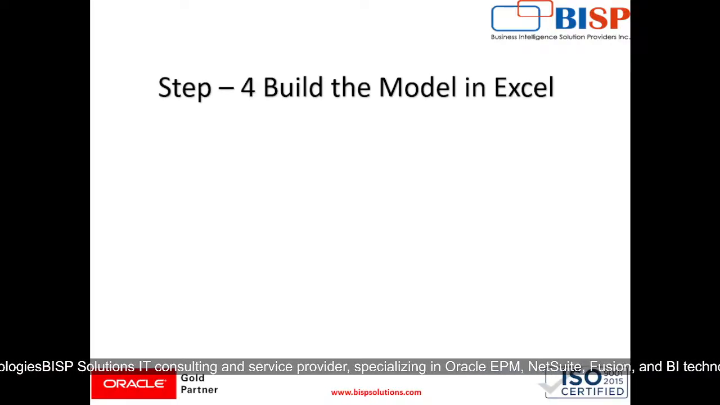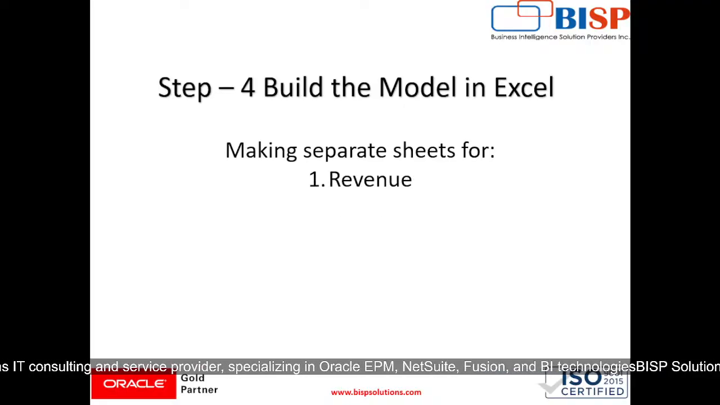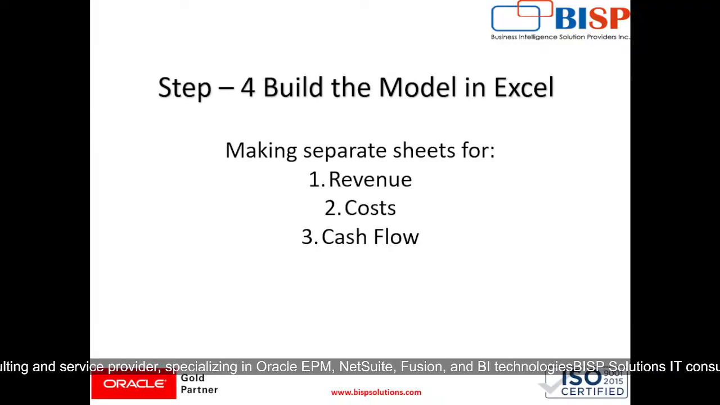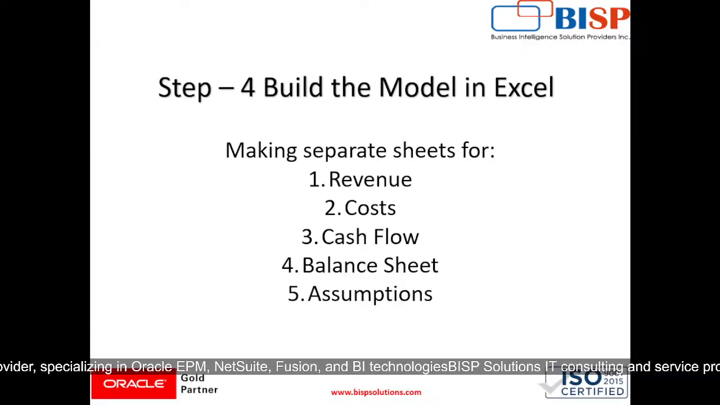Step 4 is building the model in Excel, where we will be making separate sheets for our revenue, cost, cash flow, balance sheets and assumptions. For that we will be using formulas like revenue minus cost for profit, PMT to calculate loan payments, and IF to add flexibility. So if the cost of coffee beans is 5 rupees per cup, we will be multiplying by the number of cups sold.